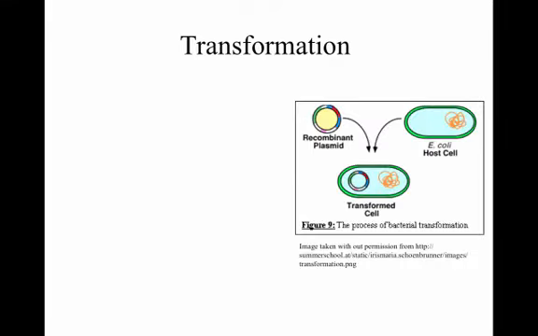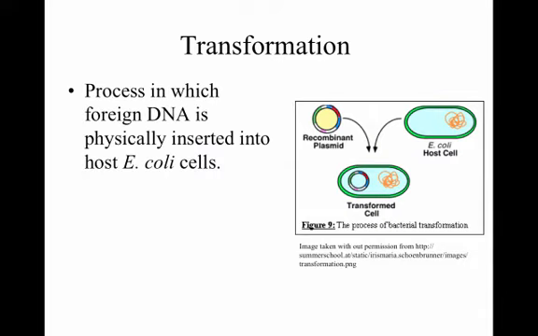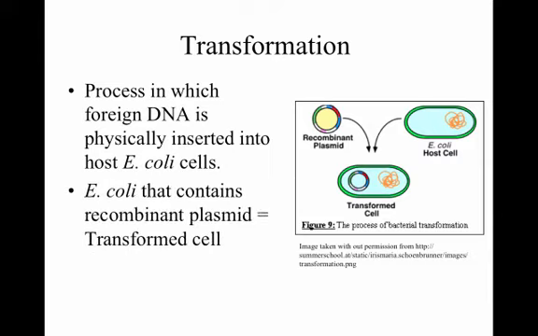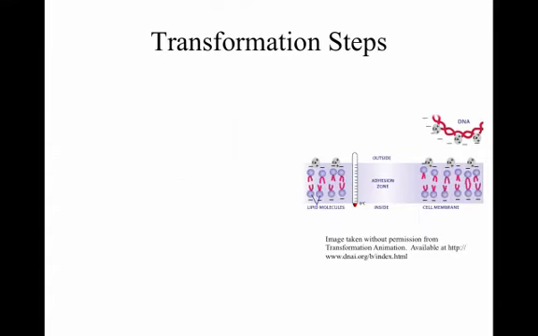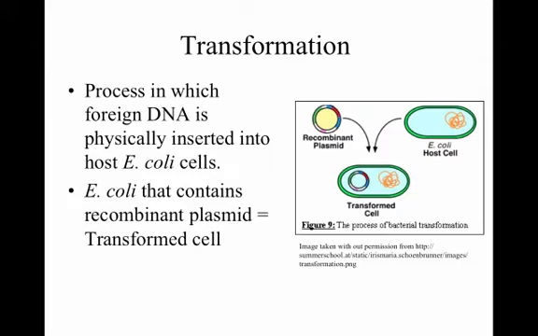The way that you're going to get the plasmid into the bacteria is a process called transformation. It's the process in which foreign DNA, in this case the plasmid containing our gene, is physically inserted into our host E. coli cell. Once that E. coli takes in the plasmid, that recombinant plasmid, we call it a transformed cell. Actually, let me go back for a second, just in case you need to write that down.